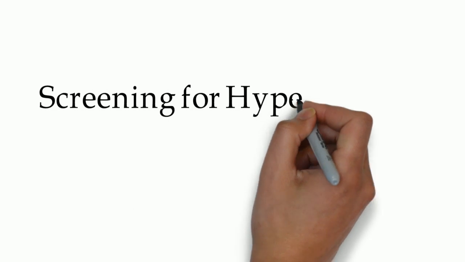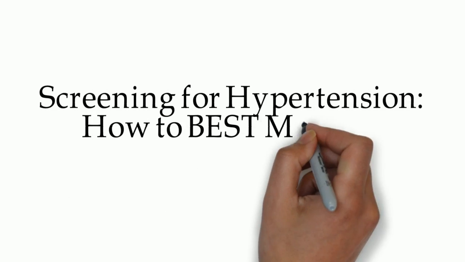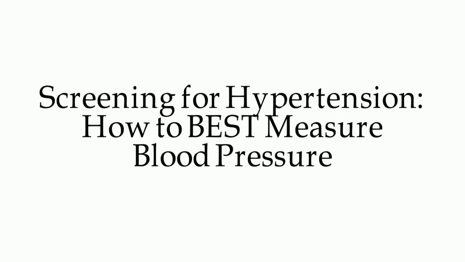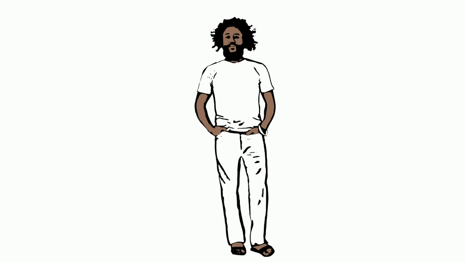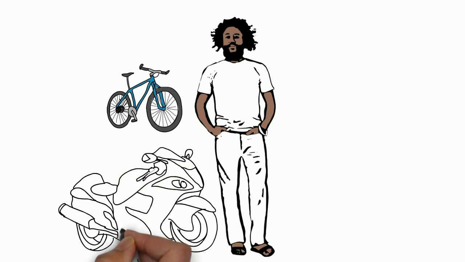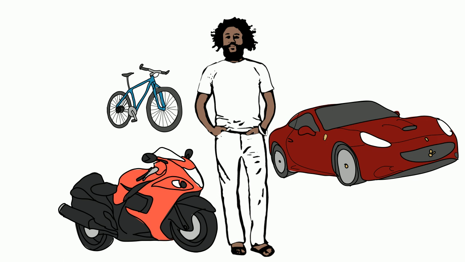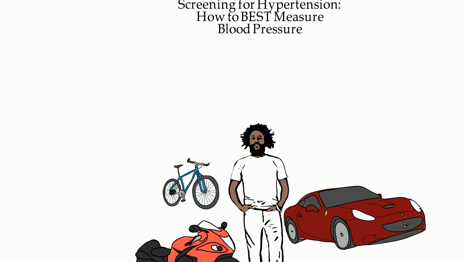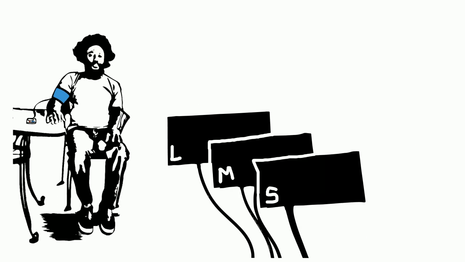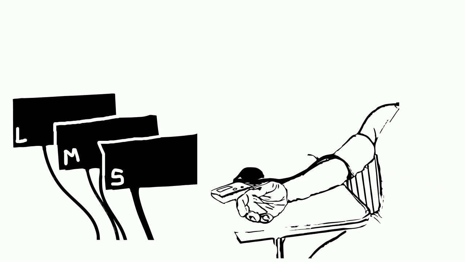Screening for hypertension. How to best measure blood pressure. 5 steps. Even if you live in a low, middle, or high resource setting, blood pressure screening must consistently involve the best approach, which is a standardized approach to pre-measurement preparation, patient position, appropriate cuff selection, and placement.